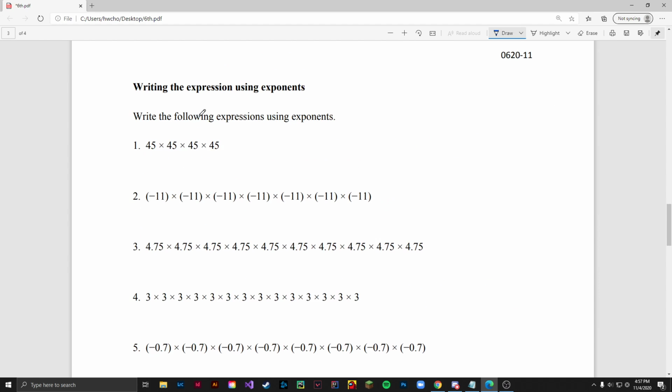Alright, writing the expression using exponents. We don't have to calculate this out, we just have to write it in exponents. So it's 1, 2, 3, 4. There's 4 45s, and they're all being multiplied. So we're going to do 45 to the 4th. Super simple, just like that.